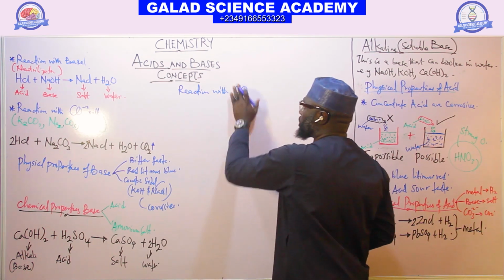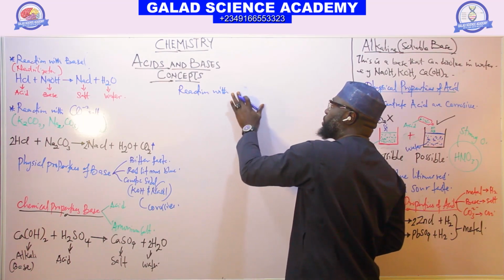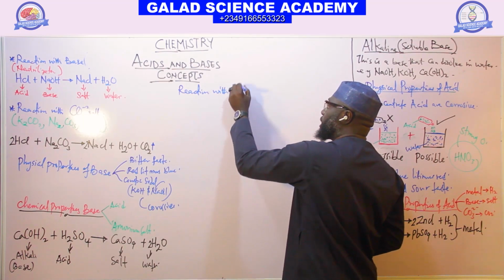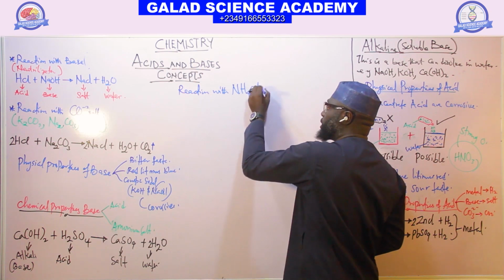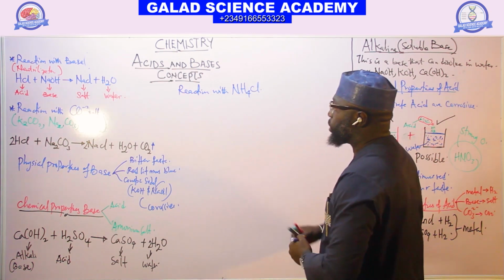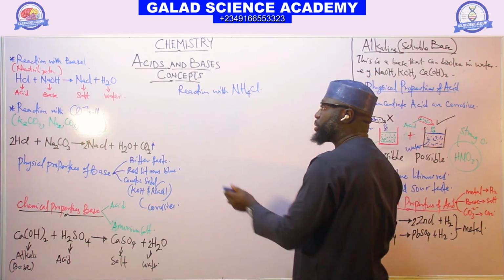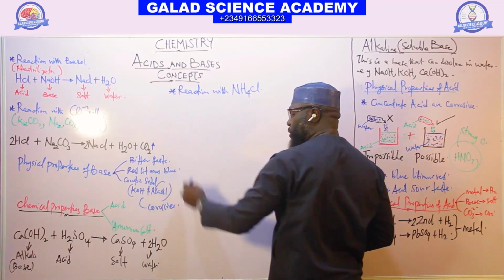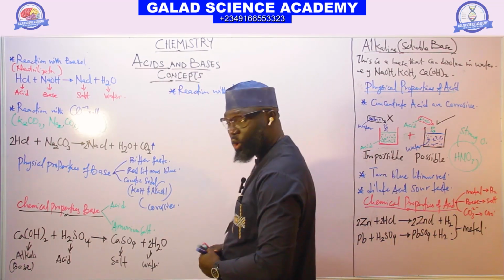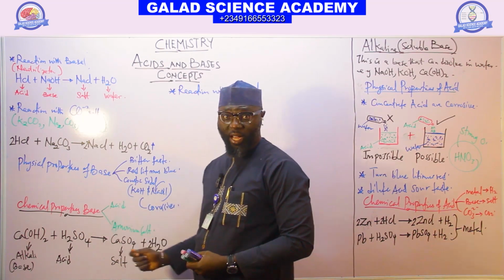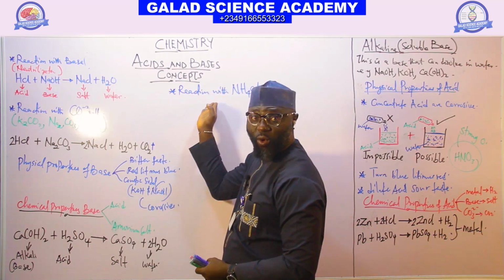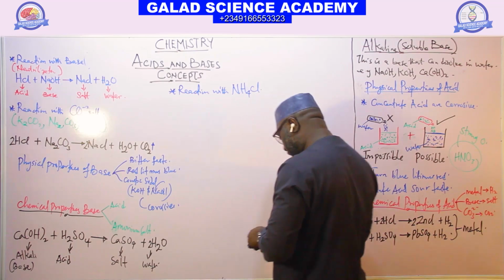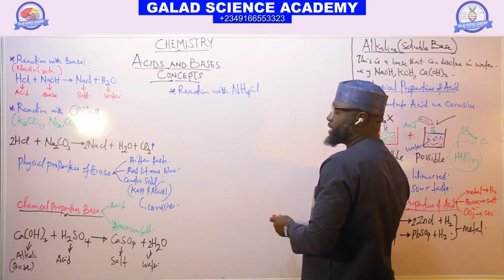Ammonium salt, that will be ammonium chloride. So when a base reacts with ammonium chloride, the product we have here, there will be the formation of ammonia gas. This is also known as the test for alkali. Take this as an example.